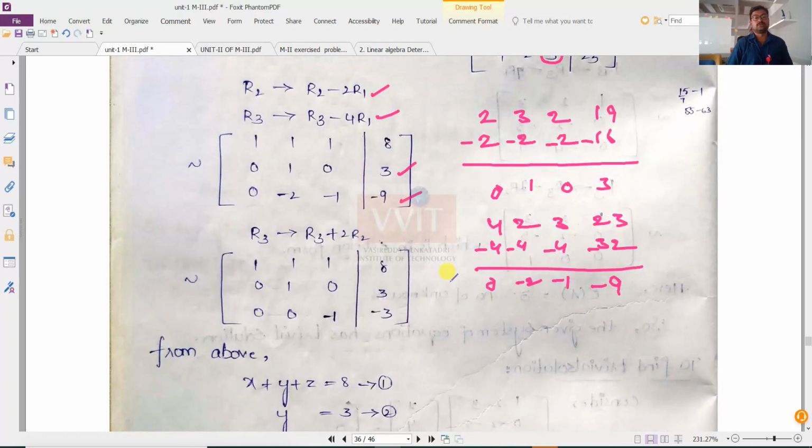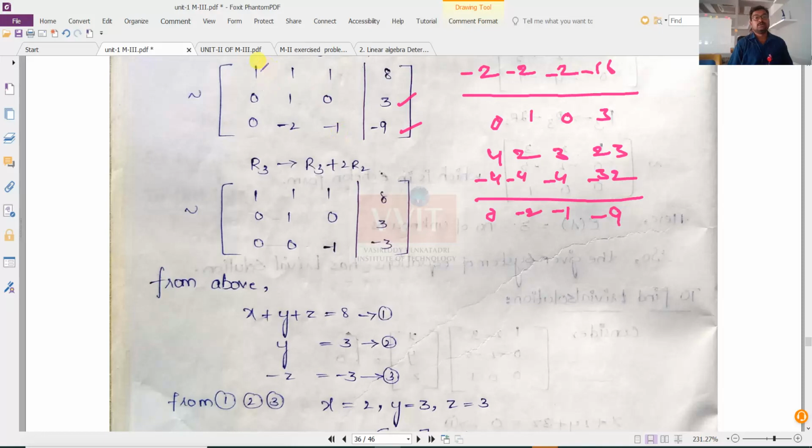Hope it's clear now. So the elements below the first element are 0, then the control will jump from here to here. Now the elements below the second element must be 0. For that reason, here it is minus 2. If I multiply this row with 2 and then add, because it's a subtraction, multiplying with 2 and adding, we may get it. So R3 plus 2R2.